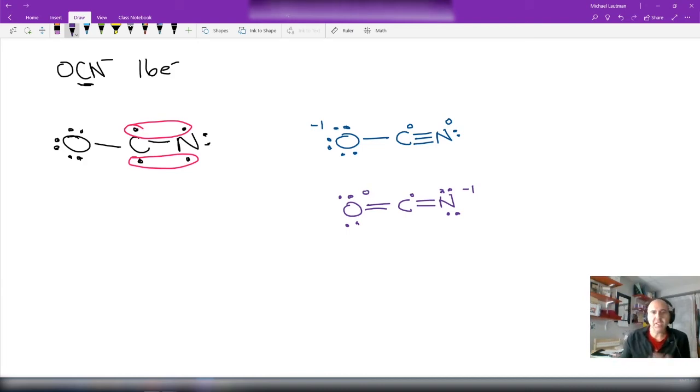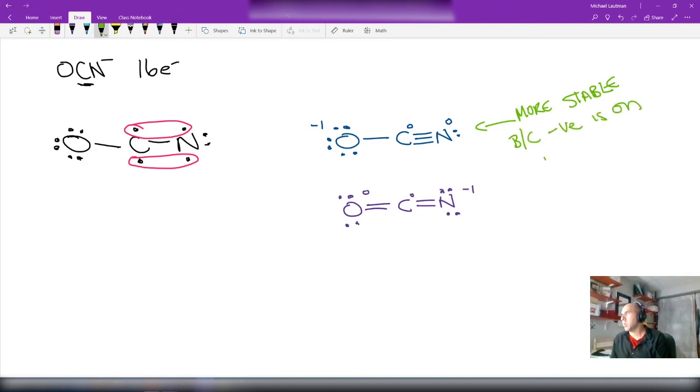So both of these Lewis diagrams actually satisfy the octet rule and the formal charge. But when I need to evaluate which one is going to be closer to what the actual isocyanate ion looks like, I'm going to choose this one. So this would be the more stable one, because the negative is on the most electronegative element.